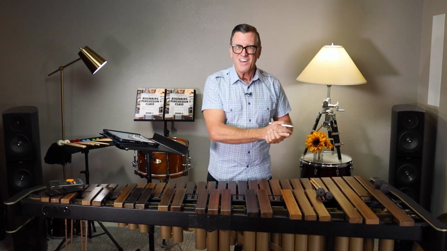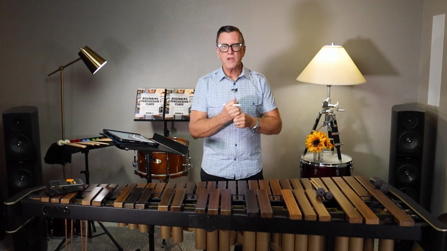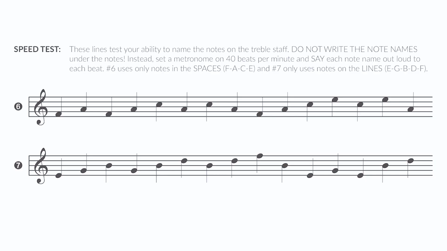We also covered a few of the notation basics of not only learning how to draw a treble clef and learning about the musical alphabet. But now, what we're going to do is learn to locate the notes on the staff. All right, in your book, on page number 27, there is your first speed test. And these speed tests basically are improving your ability to find the notes on the treble staff.